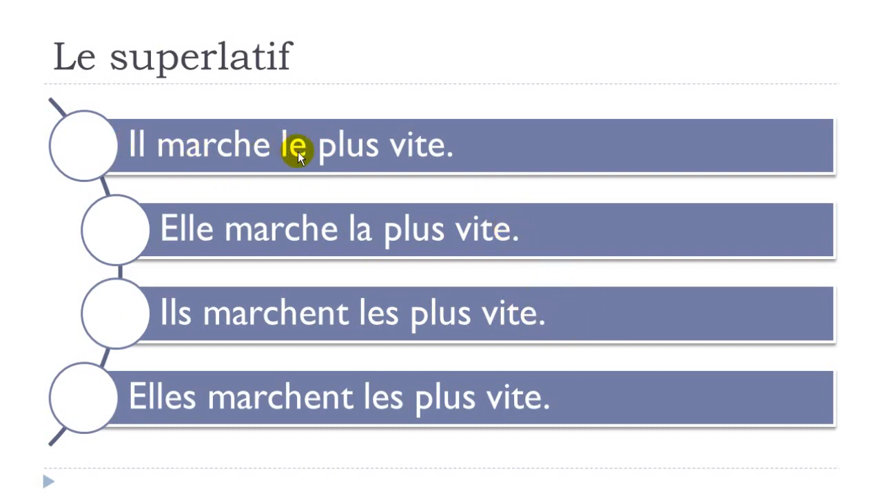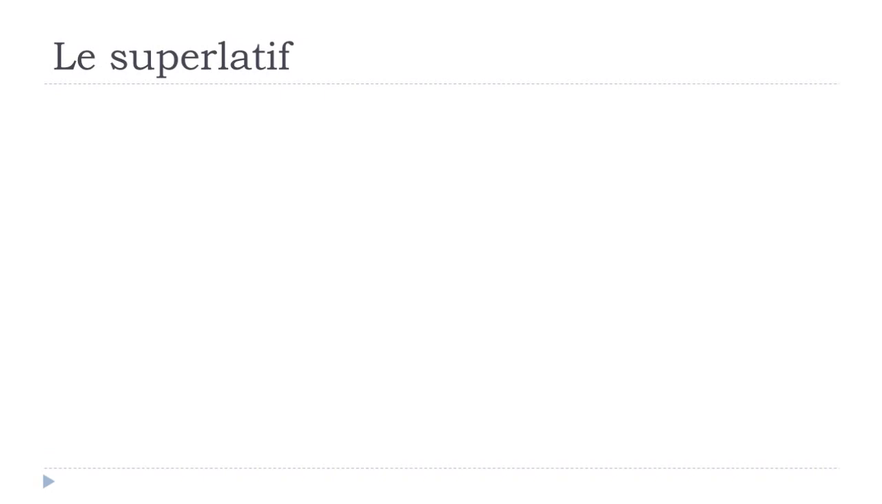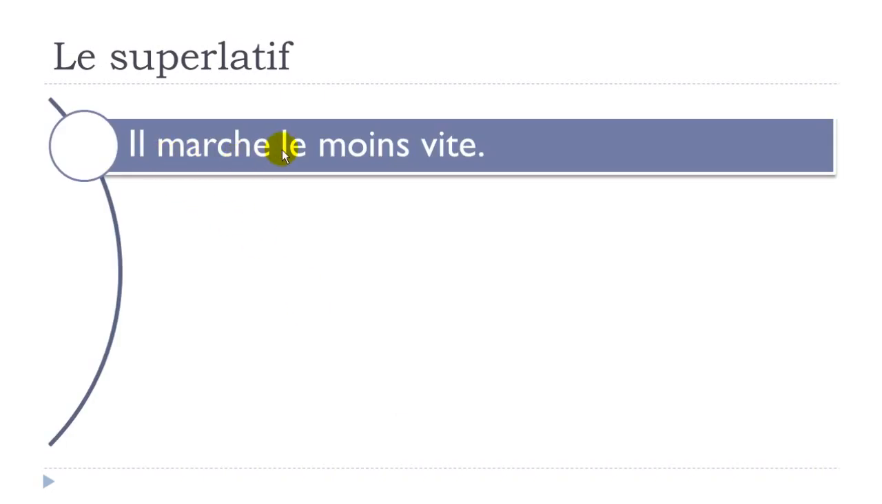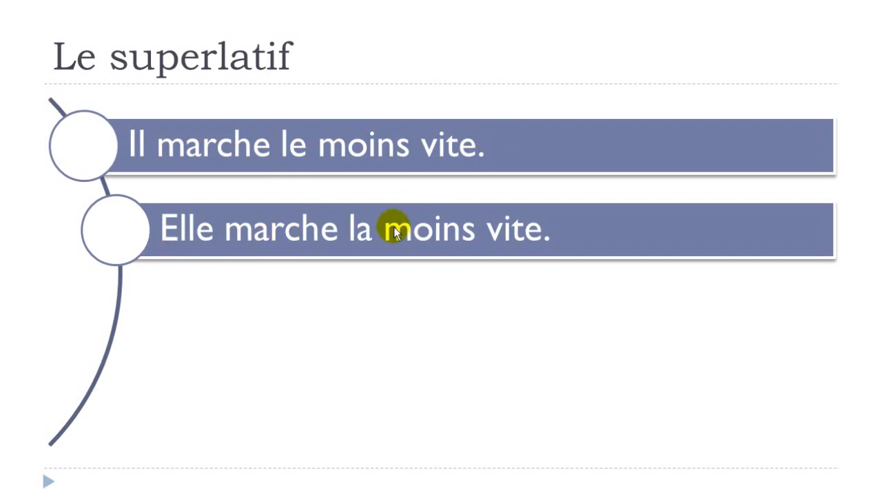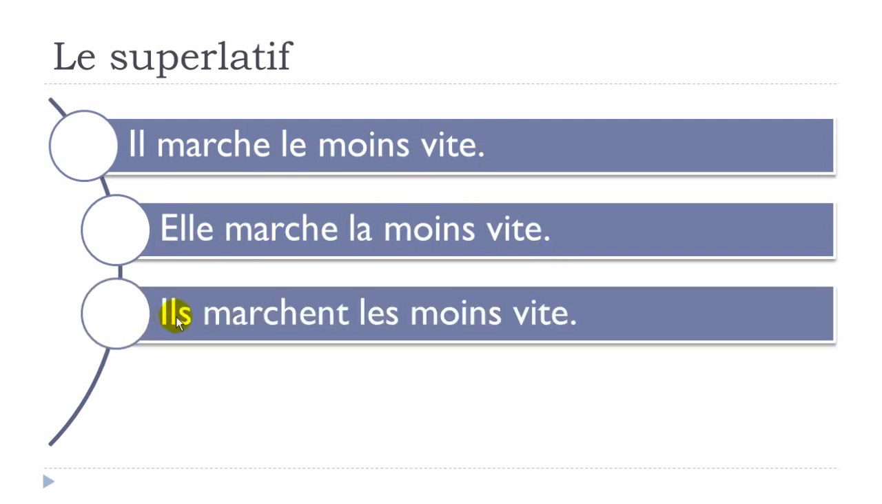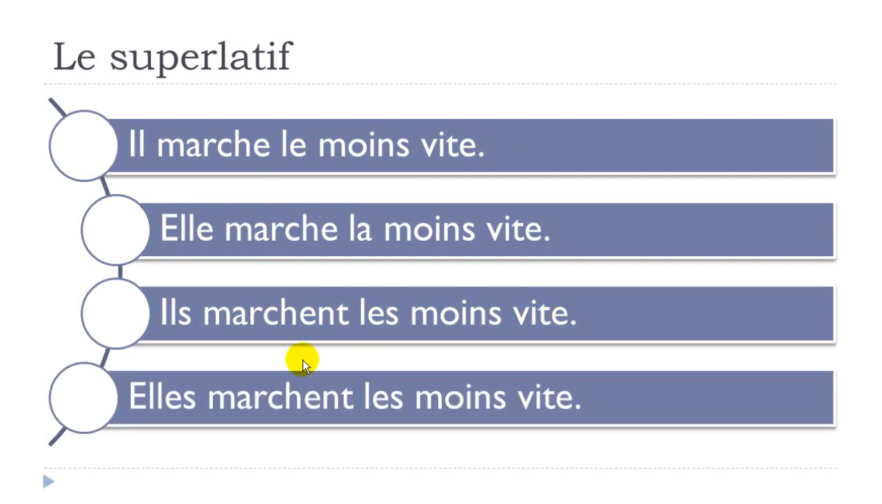So, il marche le plus vite. Elle marche la plus vite. Il marche les plus vite. Elle marche les plus vite. Okay, so it's quite simple, and then logically, for the least, il marche le moins vite, elle marche la moins vite, il marche les moins vite, elle marche les moins vite. All right, so exactly the same thing. Le for the masculine singular, la for the feminine singular, and then you've got les for the plural form. Moins, moins, moins, moins, and your adverb, and it doesn't change whether it's masculine, feminine, or plural.